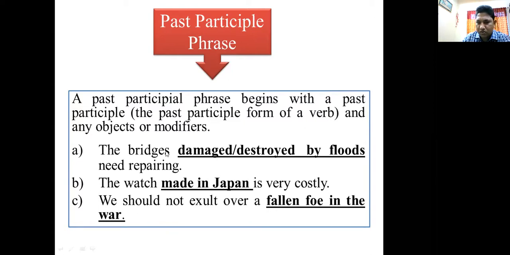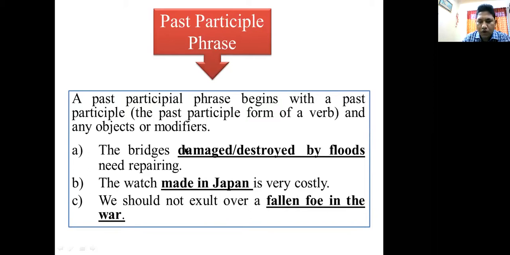The bridges damaged by floods, or the bridges destroyed by floods, need repairing. You see, damaged or destroyed is an example of the past participle form of a verb. In the same way, the watch made in Japan is very costly. Made is here the past participle form of make. We should not exult over a fallen foe in the world. Fallen is the past participle form of fall.